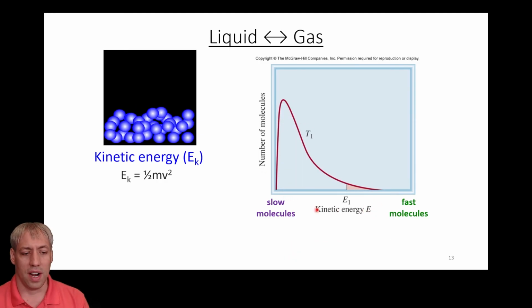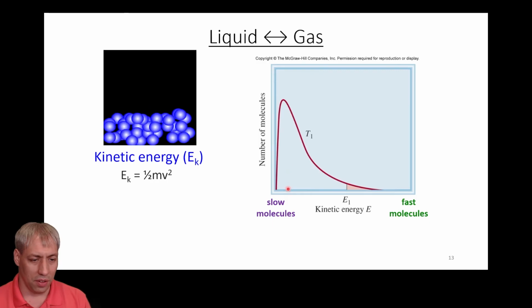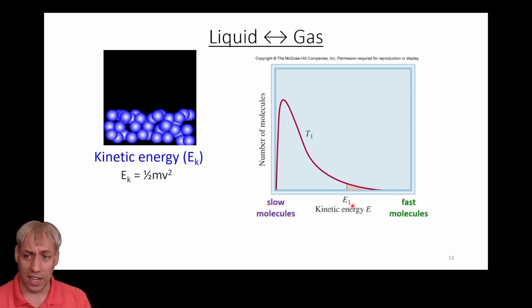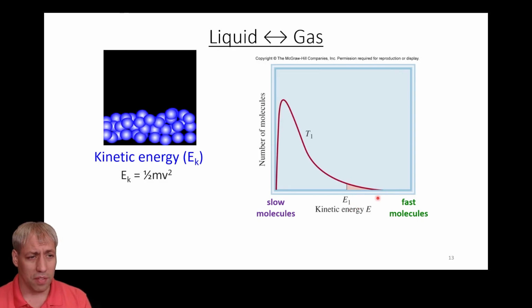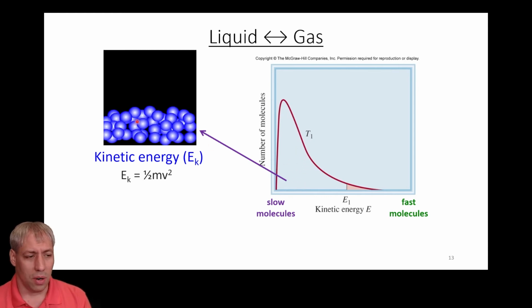And so there's your graph right there. And so kinetic energy is here, slow molecules here, fast molecules here. Most of the molecules are going this speed, somewhere in this range. Some molecules are going really, really slow. Some molecules are going really, really fast. And what's important for this liquid to gas transition is the molecules that are going really slow are perfectly content to hang out here in the liquid phase.